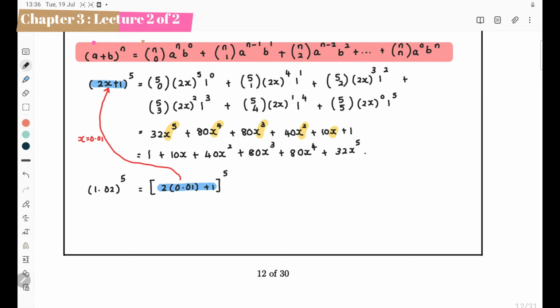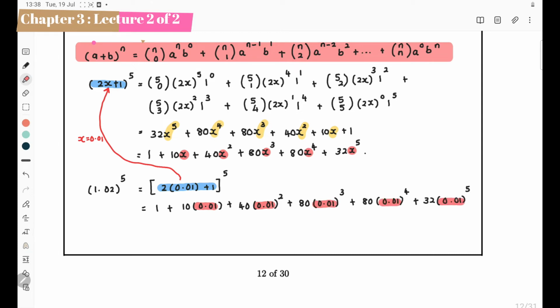With this value of x, we then substitute into the binomial expansion that we found earlier to get the following expansion. As you can see, every single x is replaced by 0.01. So by calculating it, we will get the value for 1.02 to the power of 5 as 1.104, correct to 4 significant figures. And we are done.